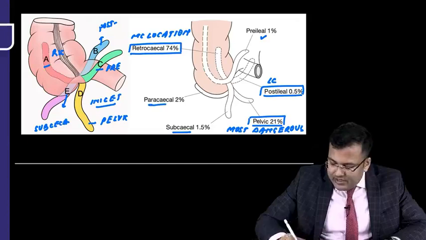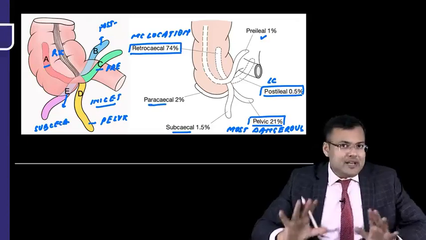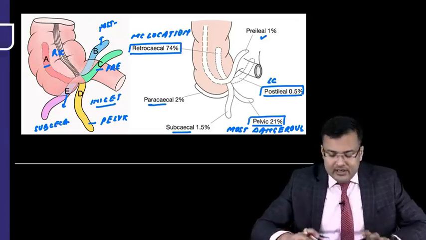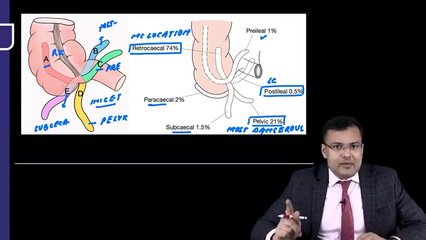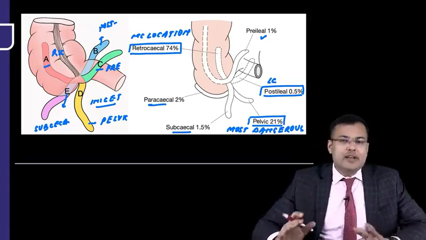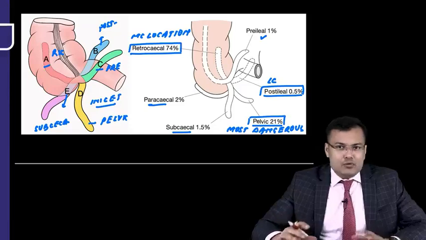Subcecal. And here you can see this is paracecal. So you should be ready for this kind of image-based question. Clear? This was asked in INI-CET. So I'm repeating. Most common location, retrocecal. Least common location, post-ileal. Most dangerous location, that is pelvic.